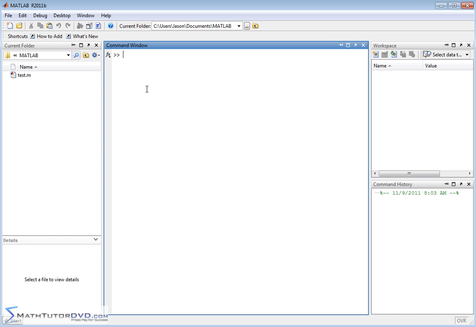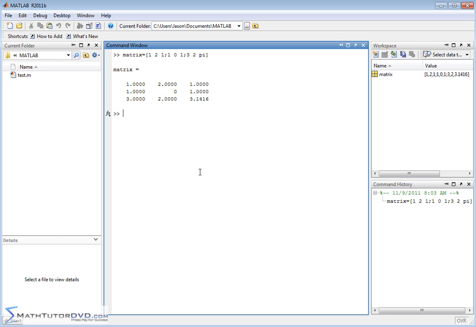So let's go ahead and create a matrix. We'll just name it, cleverly, matrix. It will be something like 1, 2, 1; 1, 0, 1; 3, 2, and for the last one we'll put pi or something like that. Just put something different in there. So here's my matrix. You can see what it looks like.